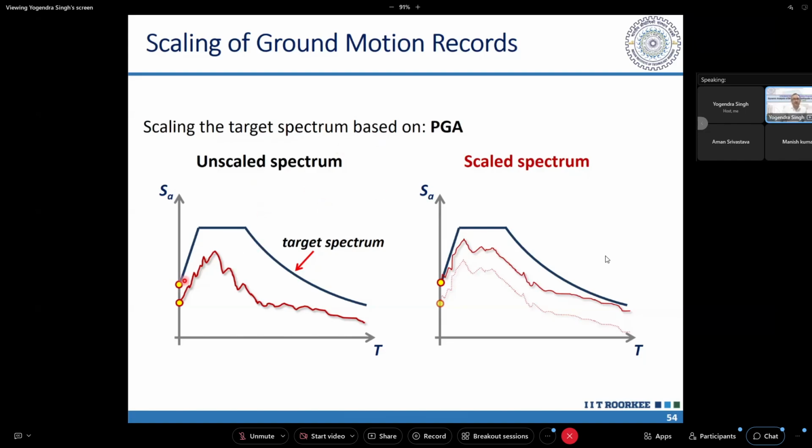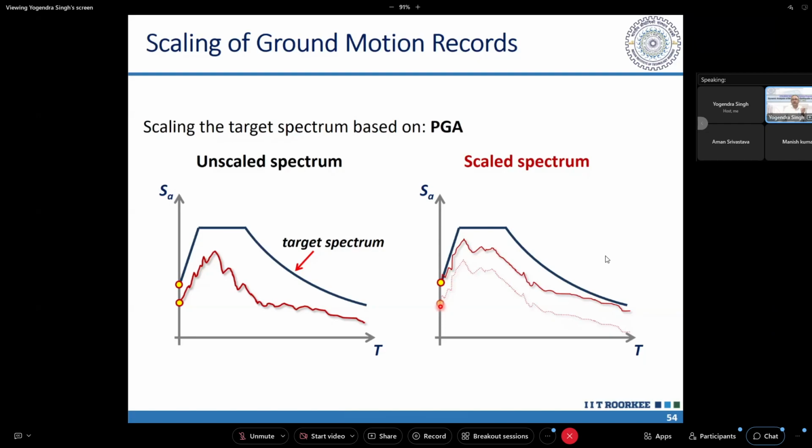So let's say here, this blue one, the smooth one, this is the target response spectrum, which we might have obtained from code or from site-specific response spectrum, which we have obtained from PSHA. And we get a recorded earthquake, which is close to this, but there is a difference between the two. Exactly matching this response spectrum will not be possible. So what we can do is, the first possibility is that we scale it up.